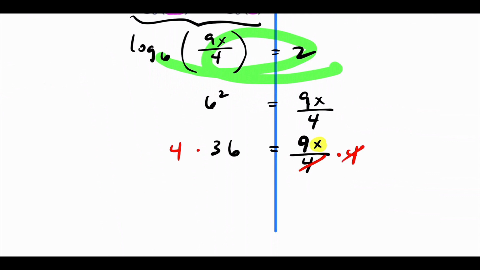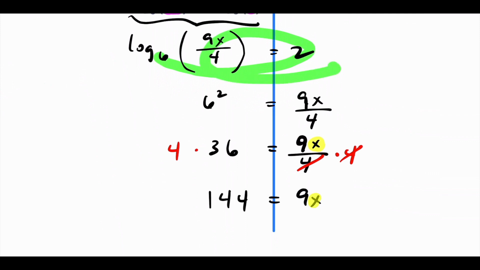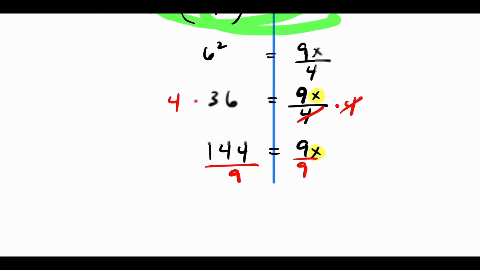4 divided by 4 just makes a positive 1. So when I multiply those two guys, I get 144. Now the only operation that's left over with the x is multiplication. So you divide by what I don't want. I want to keep x. I want to get rid of 9. And so you get 16.